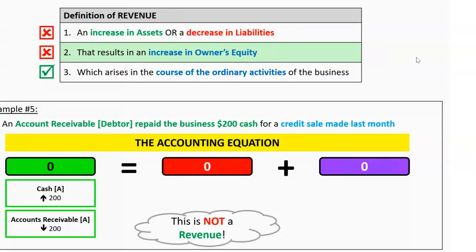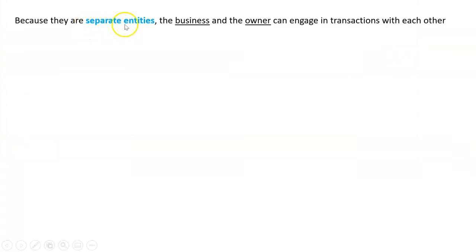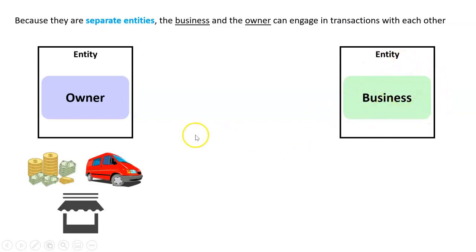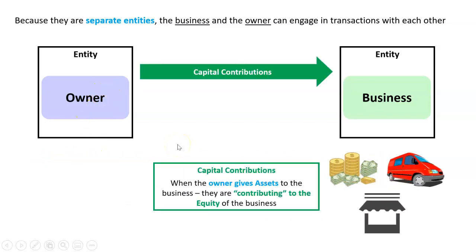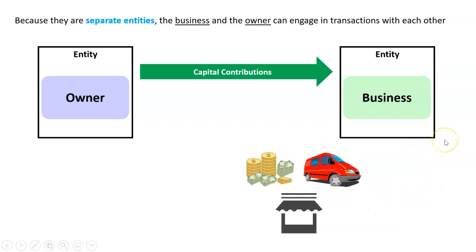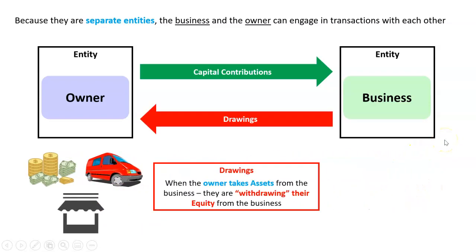And just one more example. Because they are separate entities, the business and the owner can engage in transactions with each other. We've done this. So they're not the same entity. You've got the owner here as an entity and the business here as an entity. But remember, they can do transactions with each other. So the owner can give the business money, cars, property, whatever. That is called a capital contribution. But it goes the other way too. The business can, or the owner can take out these things from the business. Okay, when they go that way, that's called drawings.